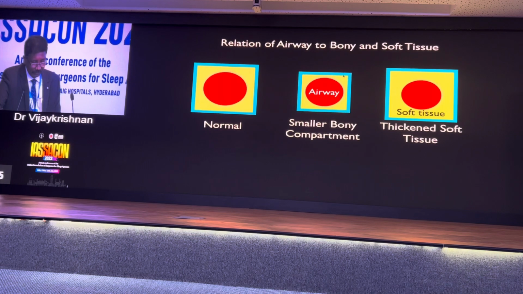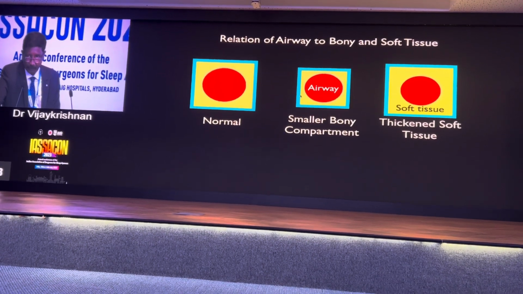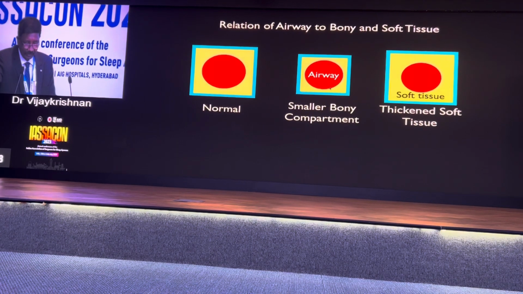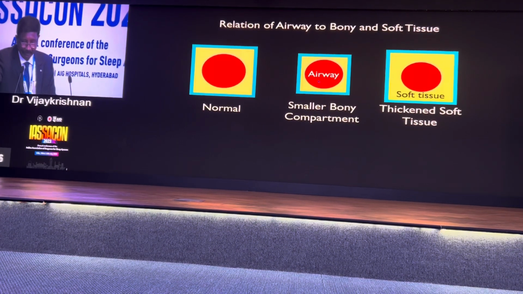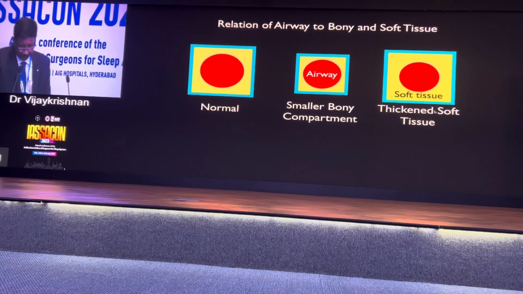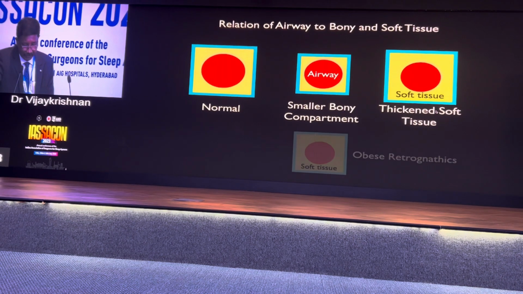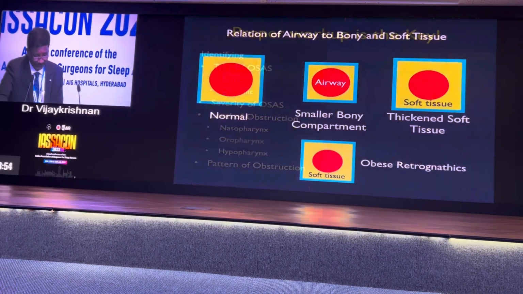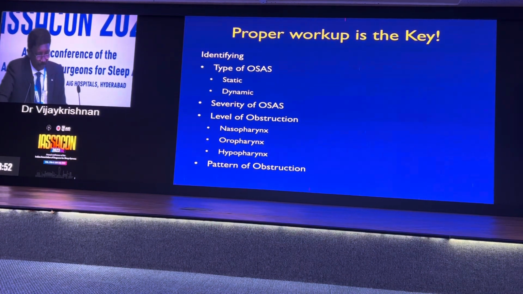If you consider a smaller bony compartment, like retrognathia or hypoplastic maxilla, it compresses the soft tissue and thereby compresses the airway. At the same time, thickened soft tissue, like in obesity, also gets compressed, and the airway gets compromised. Sometimes in severe obese retrognathics, the situation gets worse. So proper workup is the key.